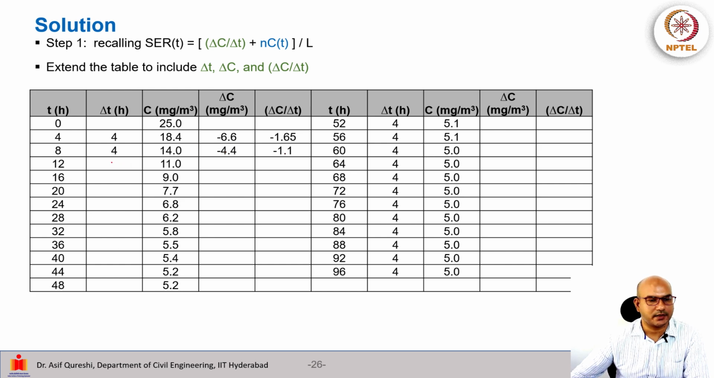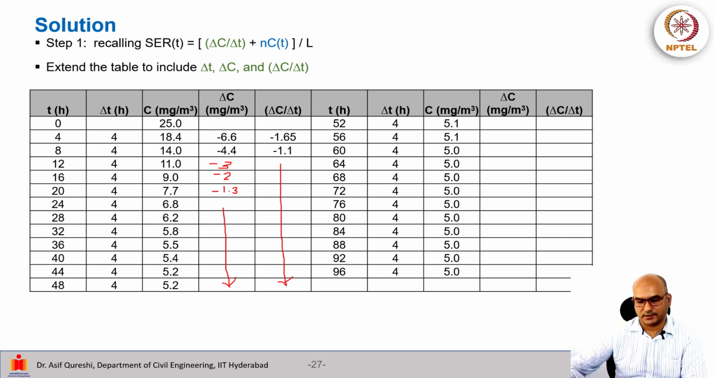So we can continue the same here. Delta T we will find is always 4 hours. So we will just have 4 everywhere. Then likewise we will keep on calculating the delta C values. So minus 3, minus 3, minus 2, minus 1.3 and so on. And then same way we can go on to delta C by delta T.